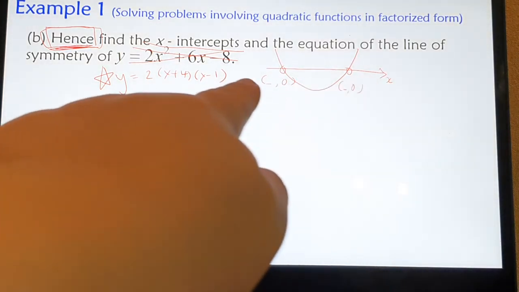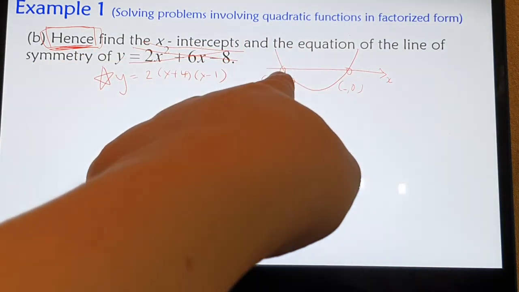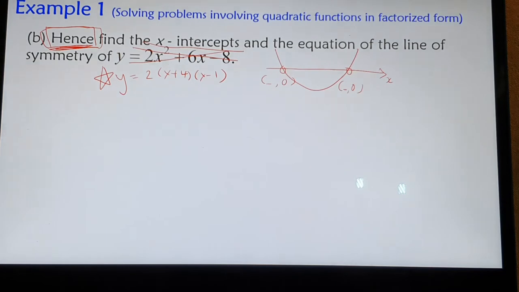But they didn't ask you for the coordinates. What I'm drawing here is coordinates. They ask you for the x-intercept. That means they only want the number. So read carefully. If they ask you for the x-intercept, you give them just a number, not coordinates. I'm just trying to tell you the y must be set to 0. Okay, so I'm going to show you here.